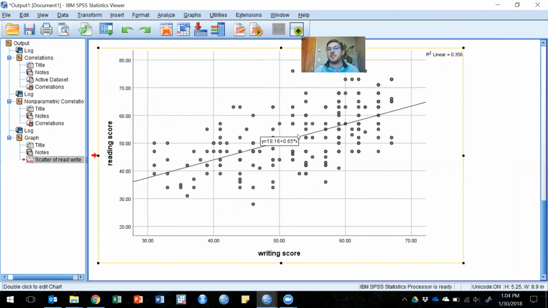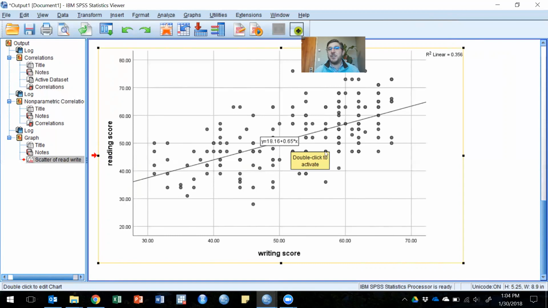So the slope coefficient here we would interpret as a 1 unit increase in writing scores corresponds to a 0.65 unit increase in reading scores. The constant here is 18.16, so this would be the predicted reading score when writing score is 0.